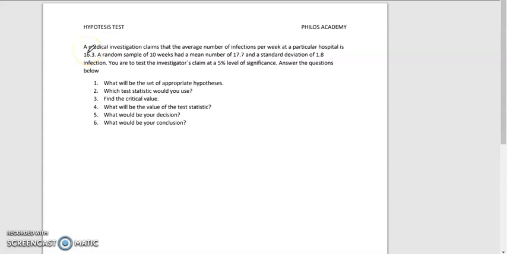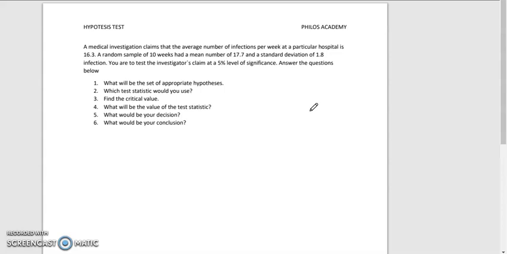Hi, let's look at this hypothesis test question. A medical investigation claims that the average number of infections per week at a particular hospital is 16.3. A random sample of 10 weeks had a mean of 17.7 and a standard deviation of 1.8 infection. You have to test the investigator's claim at a 5% level of significance.